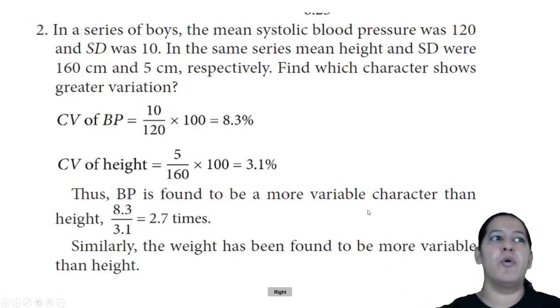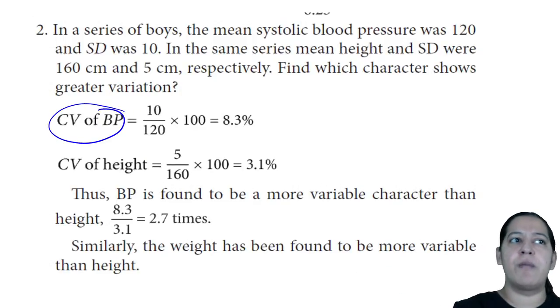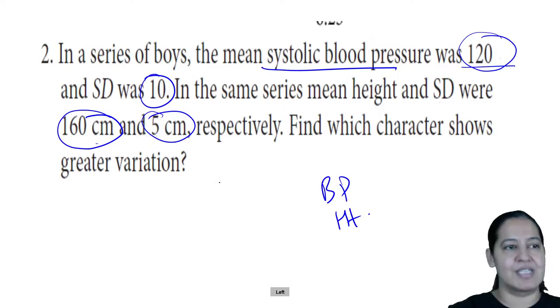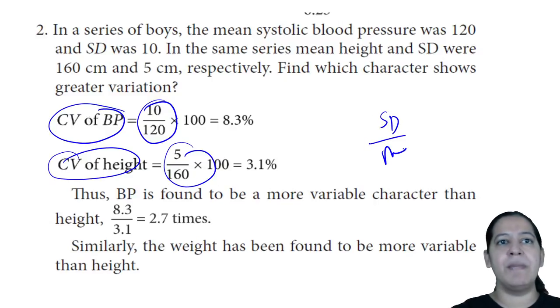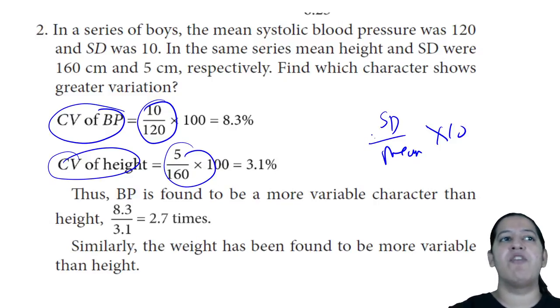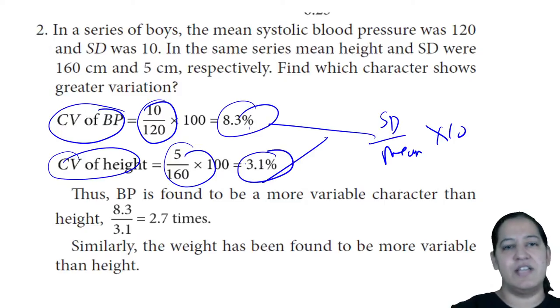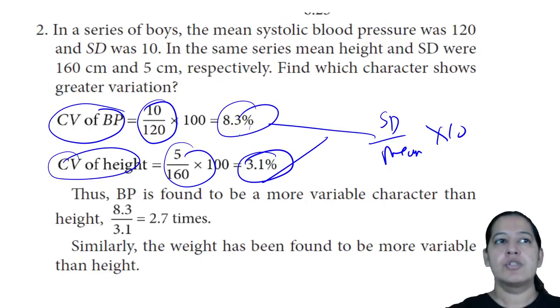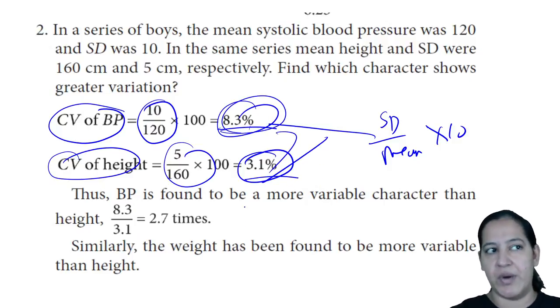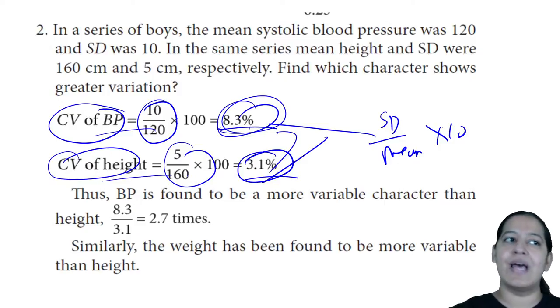So calculate COV in both of them. First calculate COV for blood pressure, it is 10 by 120. COV for height is 5 by 160. You can see the formula in both of them is standard deviation upon mean into 100. Just apply this formula for both of them. You will calculate the percentage and you will see in which character the variation is more. So you can see 8.3 and 3.1. Of course, 8.3 is more than 3.1. So variation in blood pressure is more as compared to height.